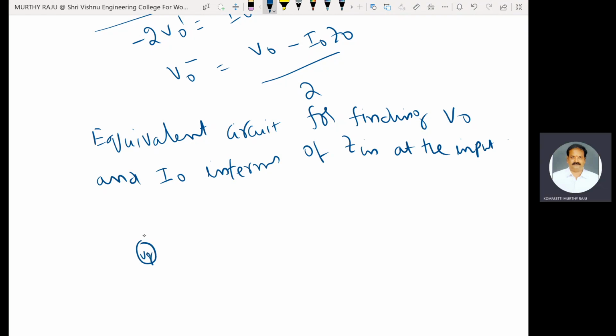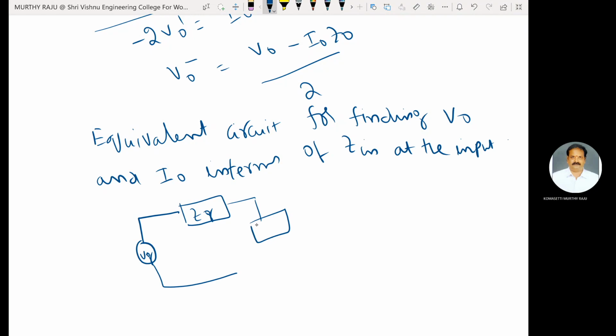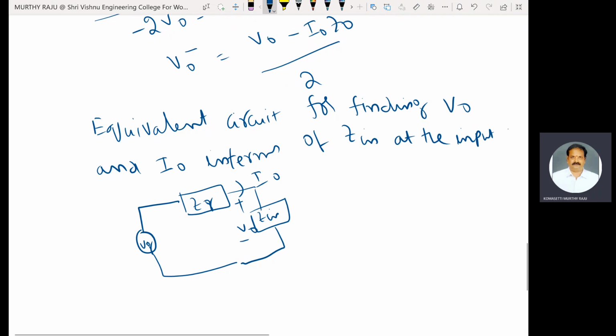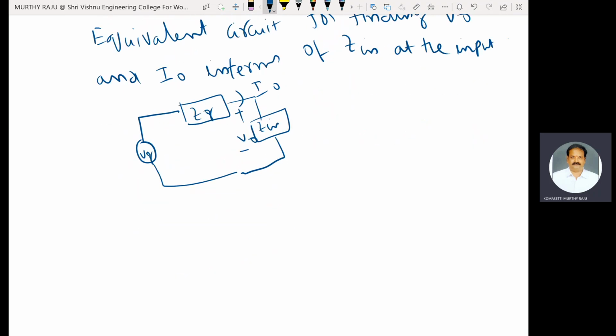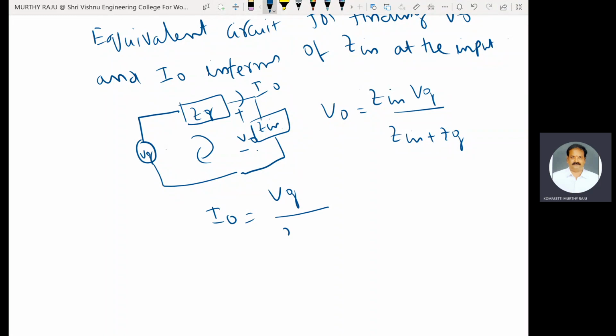This one is VG, Zin. This one is V0. This one is I0. If the input impedance at the input terminal is Zin, the input voltage is V0 and the input current is I0. Find out V0. Apply the voltage division rule. V0 is equal to Zin into the total voltage applied to this circuit, VG by Zin plus ZG. This is the loop equation. I0 is equal to VG by the sum of these two impedances, ZG plus Zin.